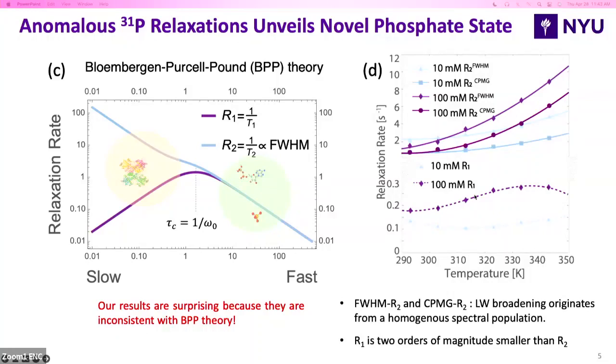However, we observe that the temperature dependence of R1 for the orthophosphate at higher concentration shows a local maximum here. And besides, the R1 values are nearly 2 orders of magnitude smaller than the R2 values for the same sample. And the R1 measurements suggest that the monitored phosphate species are experiencing much slower molecular dynamics than those of the isolated orthophosphate monomers.